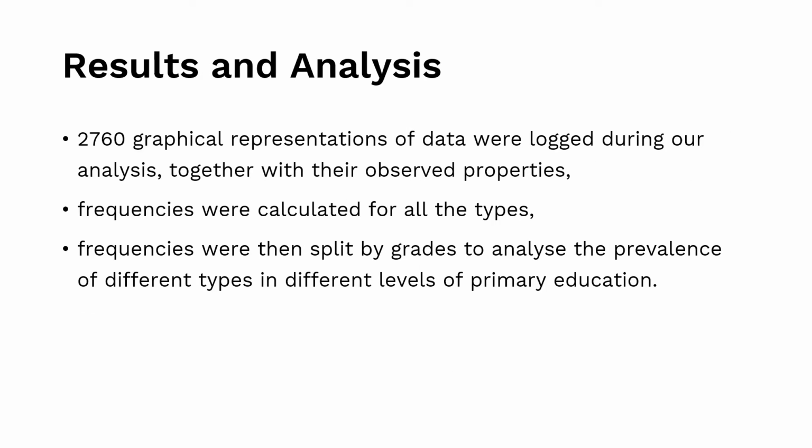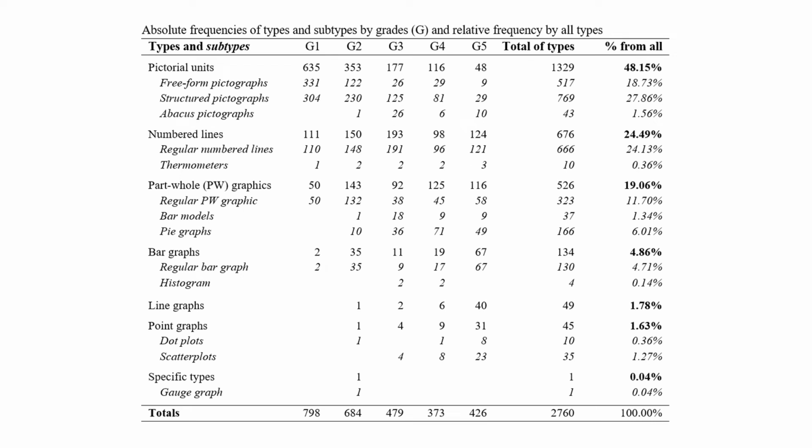In total, 2,760 graphical representations of data were logged during our analysis, together with their observed properties. Then we calculated the frequencies for all the types, and frequencies were then split by grades to analyze the prevalence of different types at different levels of primary education. In this table, you can see absolute frequencies of types and subtypes by grades and relative frequency by all types. Let's talk a little bit more about the types and subtypes.